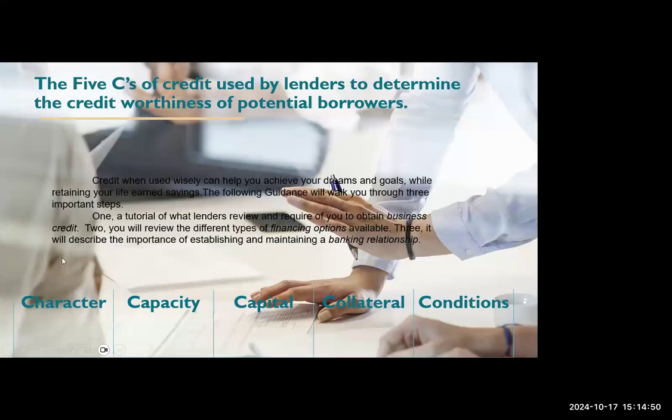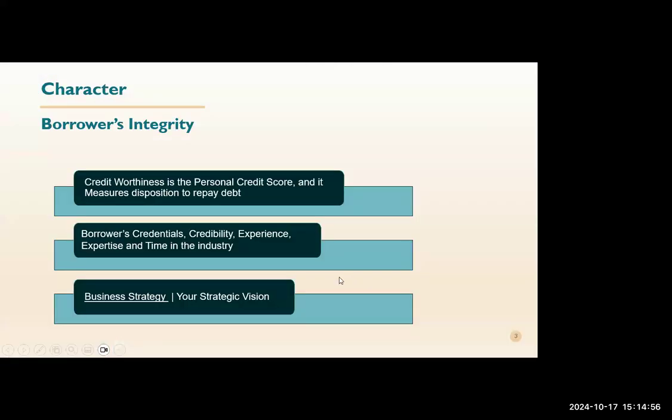Character, capacity, capital, collateral, and conditions. Character is a very important aspect, and in some ways it's going to be a little more subjective, perhaps, than some of the other categories we're going to look at. When I'm talking about character, I want to know, does Sally do what she says she's going to do? Does Bob do what he says he's going to do? If he says, I'm going to pay you back in 3 months, is that going to happen?